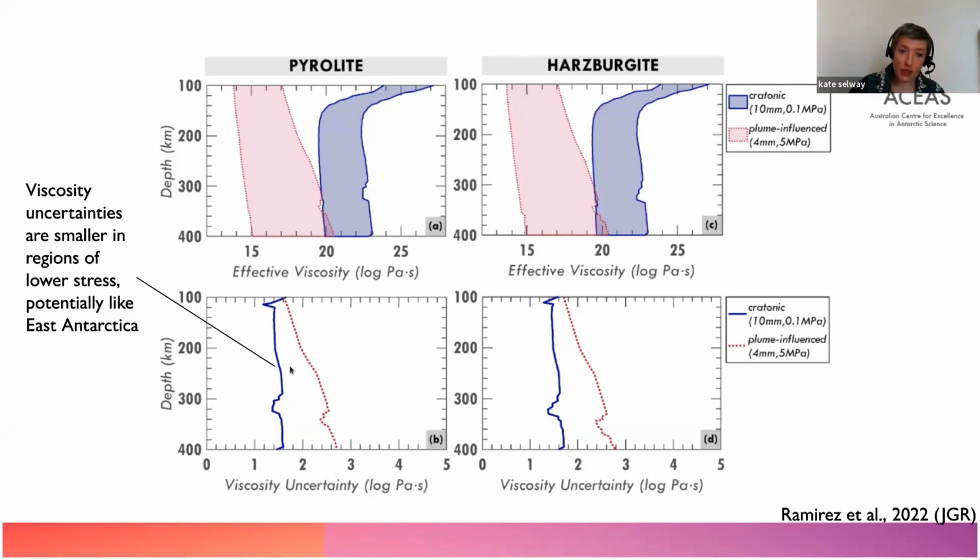And the uncertainty in the viscosity that we can produce by combining the seismic and MT data is lowest in those cratonic regions of lower stress. That bodes well for work that we might want to do in East Antarctica, in terms of how well we can estimate the Earth viscosity from these data sets.